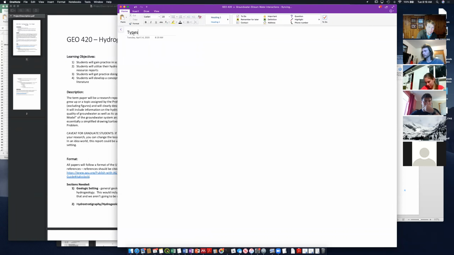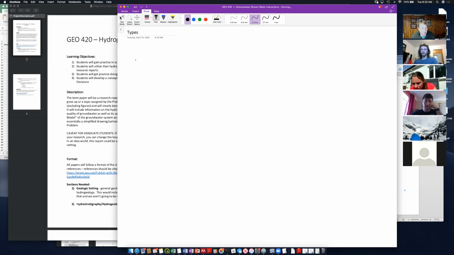Okay, so I first want to just discuss the types of groundwater stream water interactions we can have and just some basic vocabulary. So I'm going to draw a few cross sections of streams.